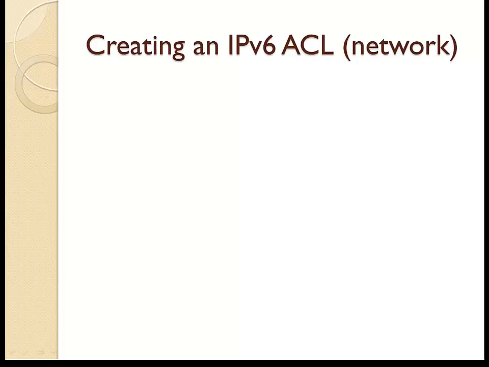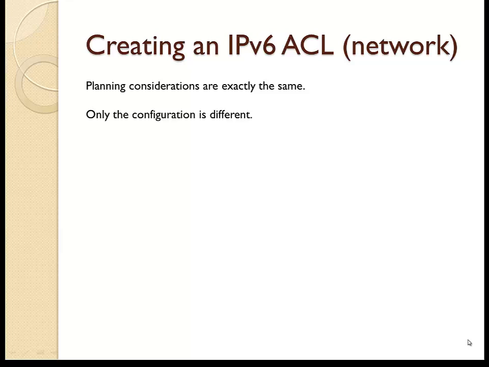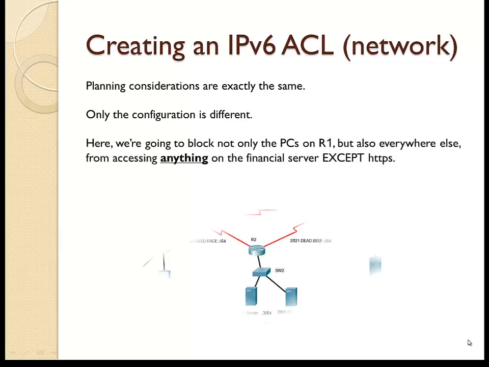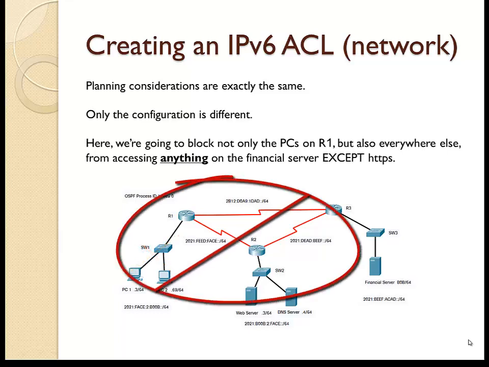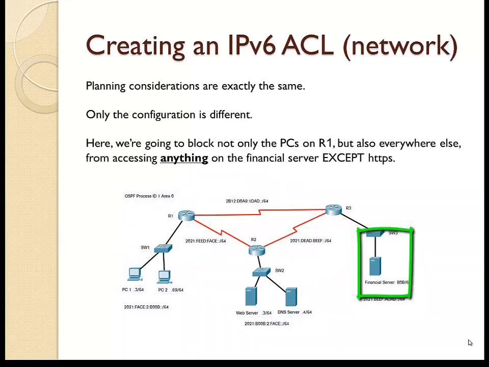Creating an IPv6 access control list for a network. The planning considerations are exactly the same, only the configuration is slightly different. Here, we're going to block not only the PCs on router 1, but also from anywhere and everywhere else from accessing anything on that financial server except HTTPS.